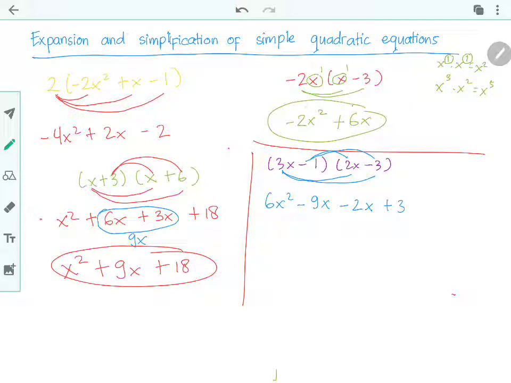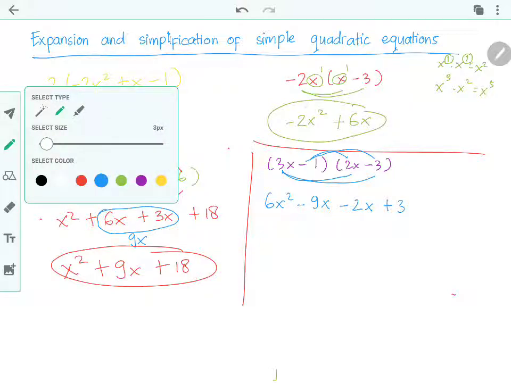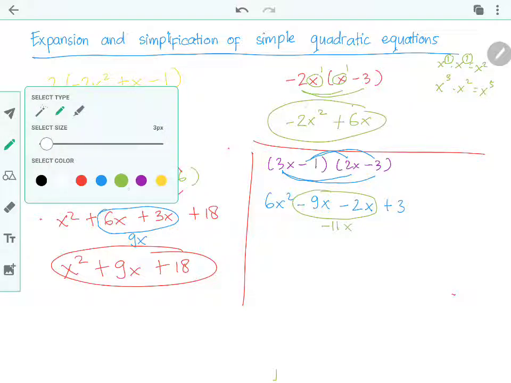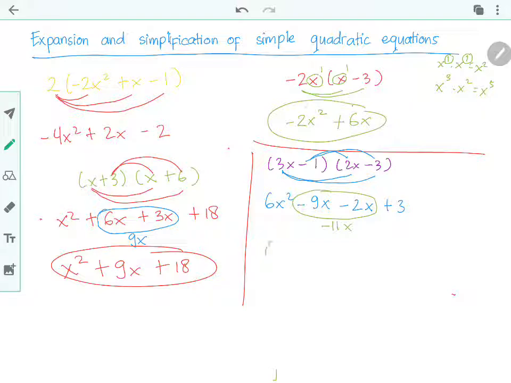Now look at the like terms here. We have negative 9x and negative 2x, so that equals negative 11x. Now just write it out: 6x squared minus 11x plus 3.